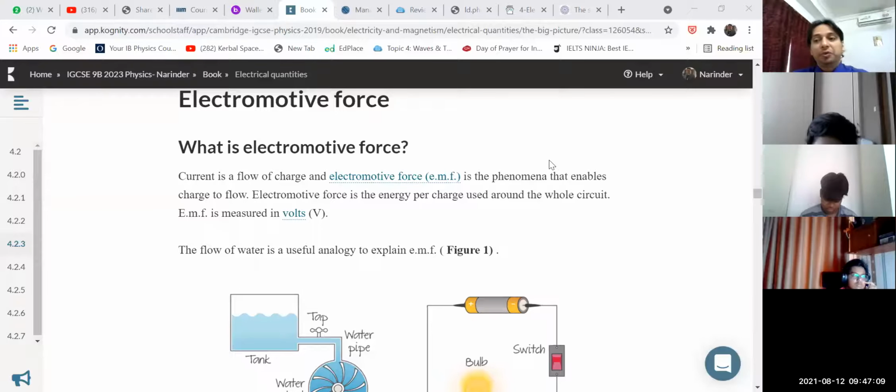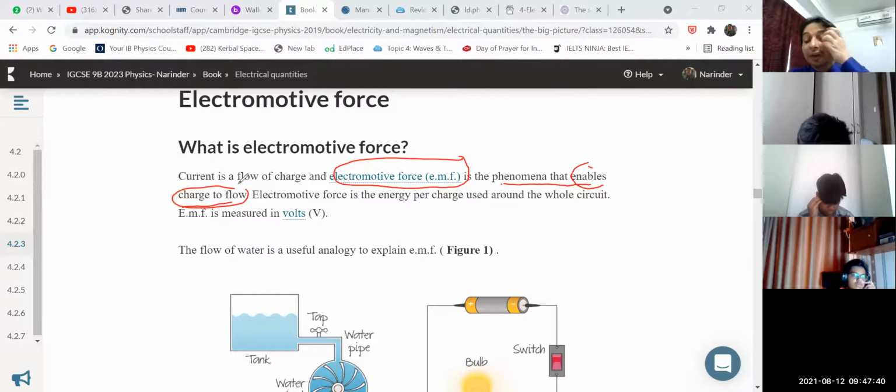Now, children, here is the electromotive force. To explain this electromotive force, let me first read the definition of EMF. What is EMF? EMF is the electromotive force, the phenomenon that enables charge to flow. It means this is the battery which enables the electrons to flow in any electric circuit. And children, remember this: the word force is there, but basically it is not a force. It is an EMF, which is measured in volts.